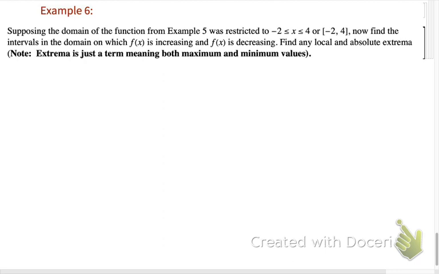Now, using the function from example 5, let's suppose that the domain of that function was just restricted to the x values of -2 to +4, including -2 and 4. I still want to find the intervals in the domain on which f of x is increasing and where f of x is decreasing. We're going to find any local and absolute extrema. So we mean local max and mins and absolute max and mins. Note extrema is just a term that means both maximum and minimum values.